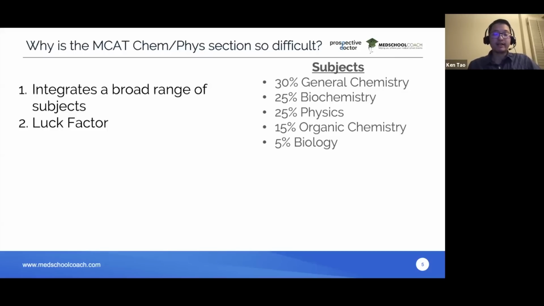There's a lot of concepts covered in these 2 semesters of physics. On the Chem Phys section, it's 25% of the section. There are 59 questions on the science sections of the exam. So that means you're looking at a total of 12 to 13 physics questions on your exam. And there's no way that 12 to 13 questions can cover all of the physics topics in 2 semesters worth of physics.